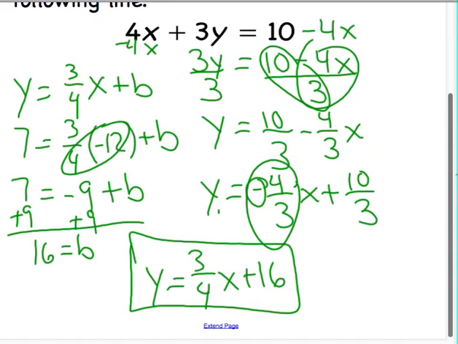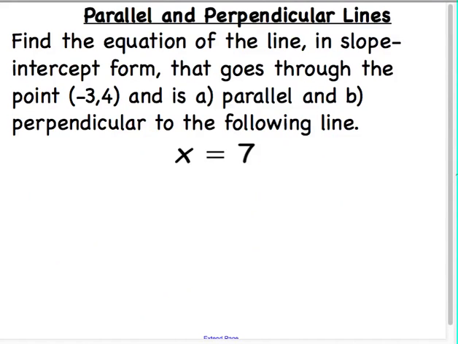That's it for parallel and perpendicular if there's an x and a y. The last thing we have to talk about is if it's a special case. These are very, very easy if we understand it. So let's look at A. We're looking at the line that's parallel to this.